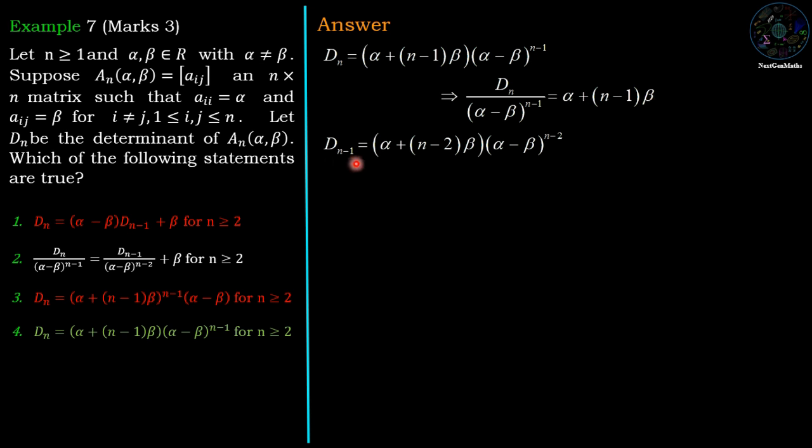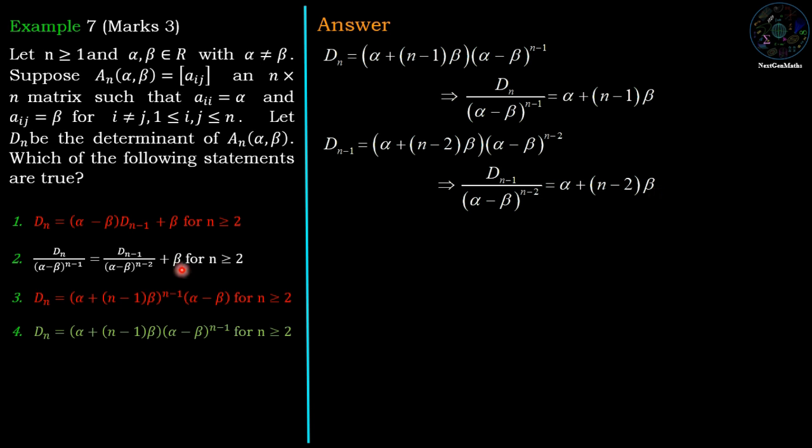Now d_{n-1} equals (α + (n-2)β)(α − β)^{n-2}. Divide both sides by (α − β)^{n-2}. Then we have d_{n-1} divided by (α − β)^{n-2} equal to α + (n-2)β.